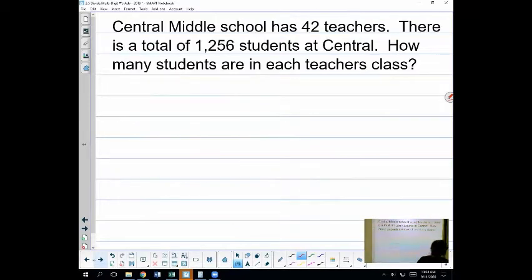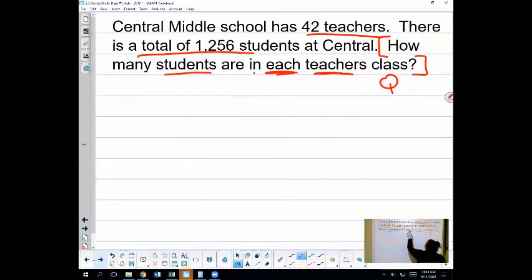Central Middle School has 42 teachers. Well, we changed our names, so I guess we're Central Intermediate now. There are a total of this many students at Central. So look at the question. Here's the question part. In the question it says, how many students are in each teacher's class? So I want to know how many students per teacher.